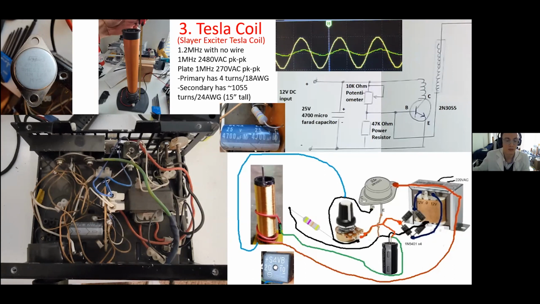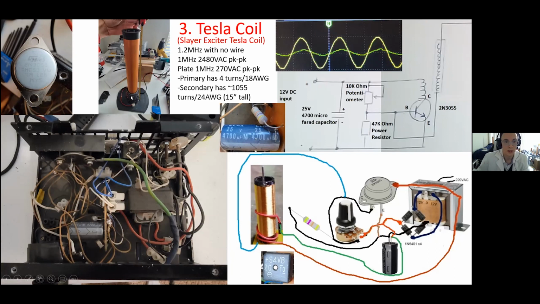I measured 1.2 megahertz with no wire down the center, but the center wire is needed to supply the voltage to the center plate. So when you have that in, there's 1 megahertz at 2,480 volts AC, peak to peak. The AC signal looks something like this. And the plate gets about 1 megahertz, 270 volts AC, peak to peak.